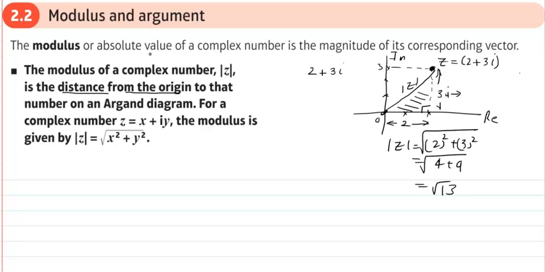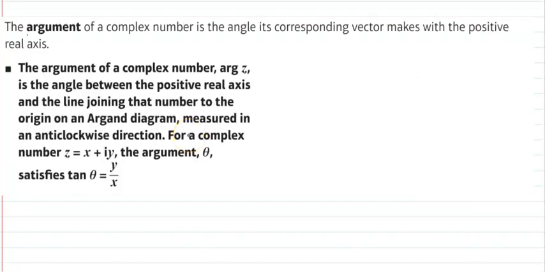So for any complex number z equal to x plus iy, the modulus of z is equal to the square root of x squared plus y squared. That should be the rule. Okay. Next one is the argument.